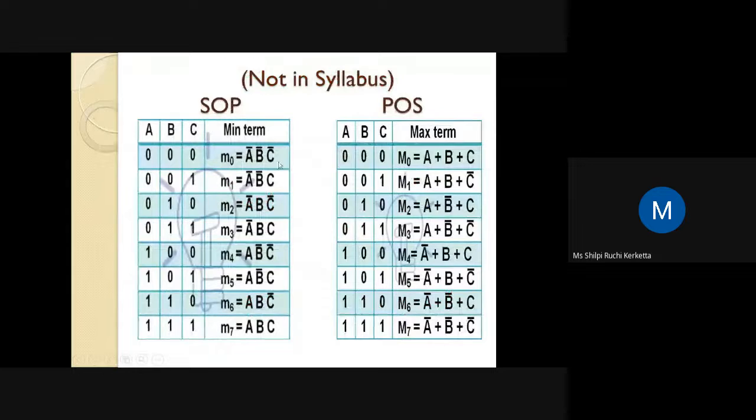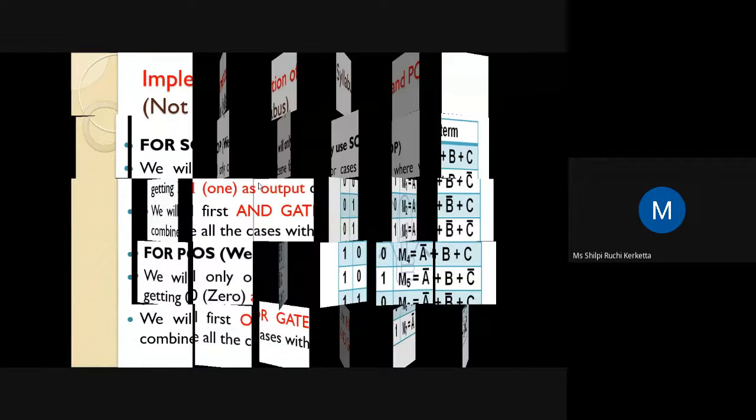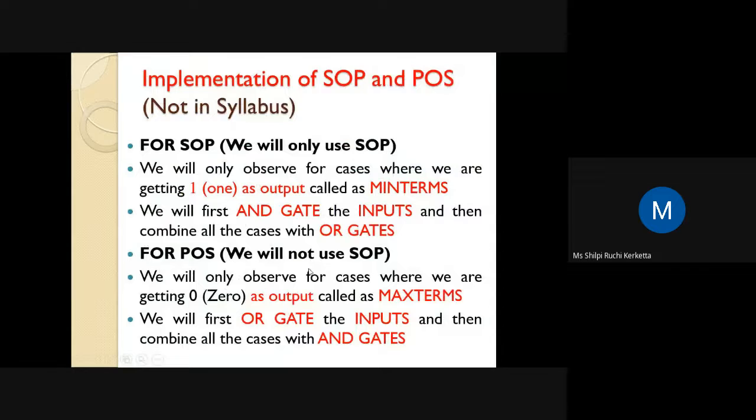So we will add M0 plus M1 plus M2 plus M3 plus M4, wherever we are getting a 1. And POS is just the opposite. Here we consider the cases wherever we have a 0, and that is called a max term. Wherever we get a 0, only those cases we consider. So we OR the inputs and we AND all the cases. This is the max term.